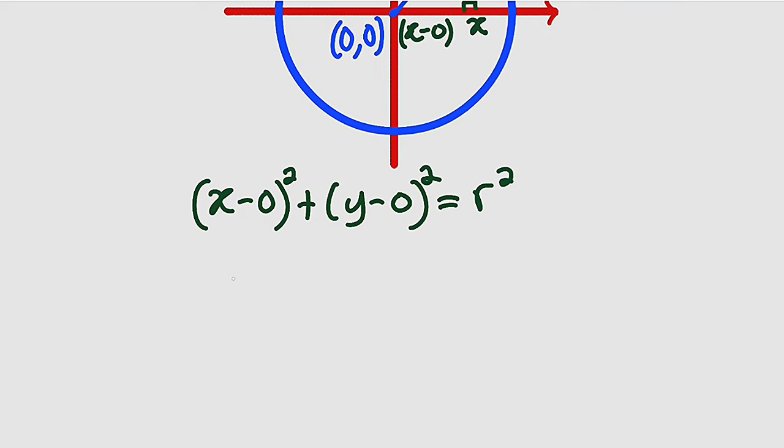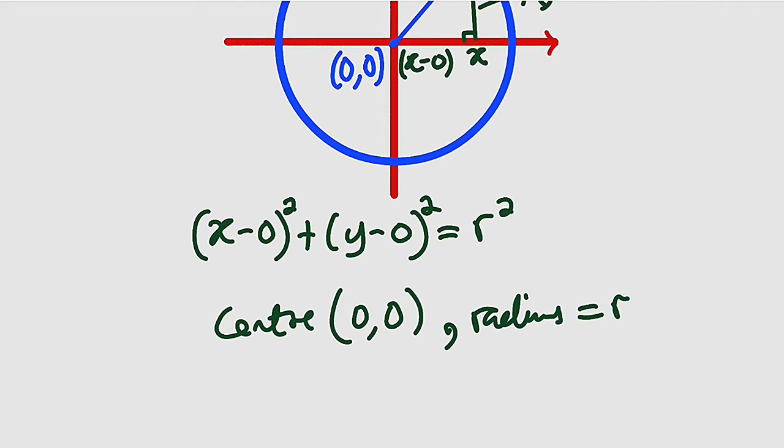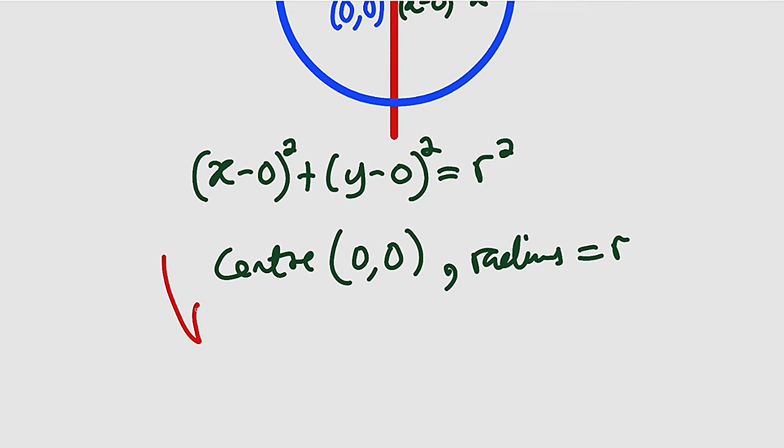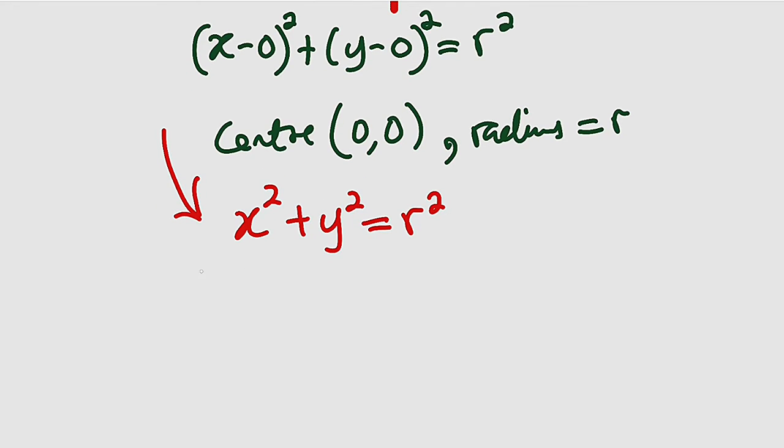And one thing you should remember is that the center of the circle is at 0, 0, because the value of x at that point and the value of y are all equal to 0, and our radius is equal to r. But since we know that at the origin the values of x and y are all equal to 0, we can deduce this equation to x squared plus y squared, because x minus 0 is still x and y minus 0 is still y. This is equal to radius squared. And hence, this is our standard equation of a circle from the origin.